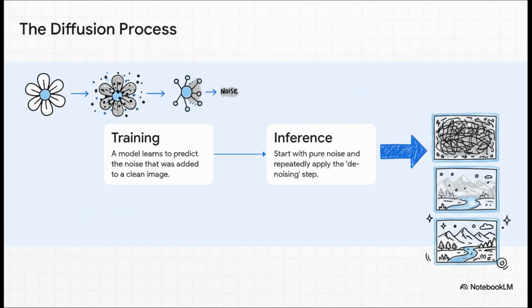So how does it learn to do that? It's a two-part process. During training, it's given one simple task over and over. Take a slightly noisy image and learn how to predict and remove that noise. It gets incredibly good at just that one thing. Then, when it's time to create, a process called inference, you just give it a canvas of pure noise and say, go. And it repeatedly applies that denoising skill, step after step, until a crystal clear image is revealed.